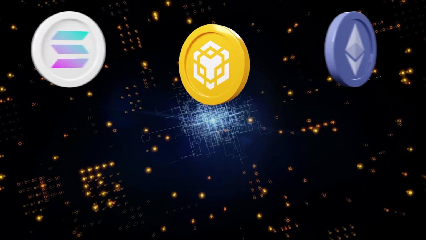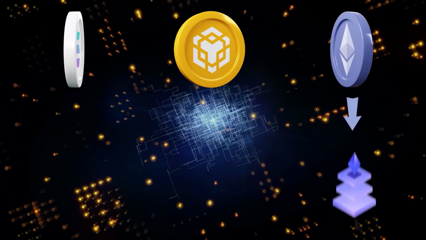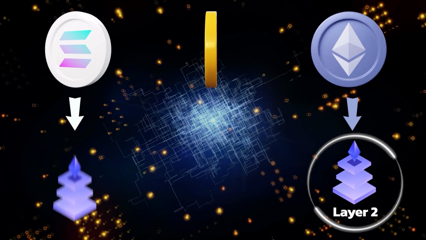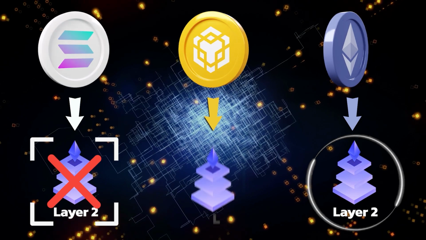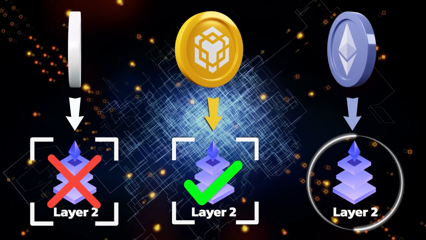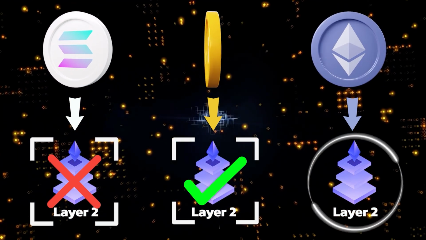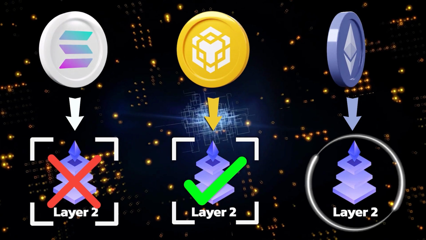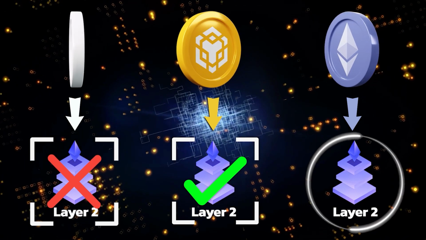layer. So, while Ethereum is forced to use layer 2 to stay competitive, Solana is doing without it for now, and BNB chain is going its own way by combining different technologies. Now we see that Ethereum is critically dependent on layer 2, while Solana and BNB chain are doing without it. But why is it so?